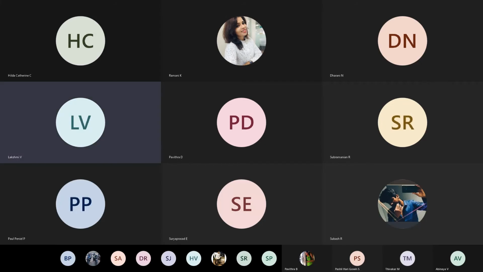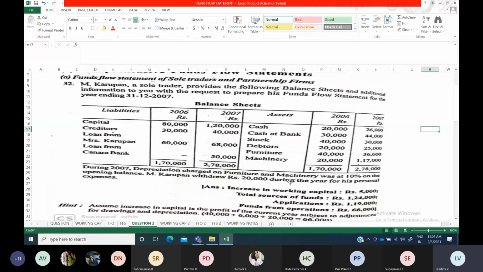So moving to the second step, that is calculation of funds from operations. Either you go for the adjusted P&L account or net profit information, and you will use the statement method in order to calculate your funds from operations. But in the sum, you don't have any information about profit. Your P&L account is not available. Here also net profit is not available.